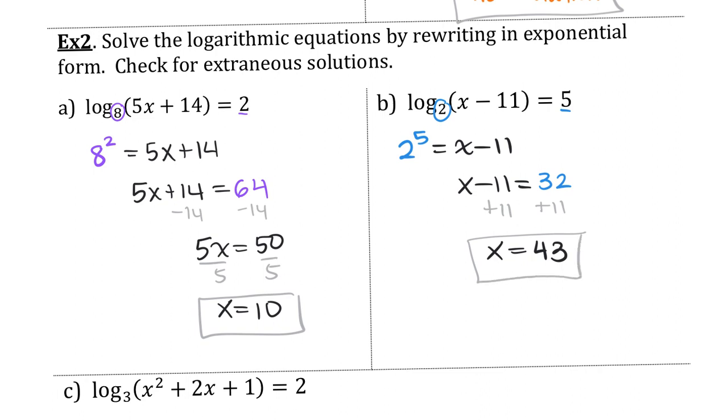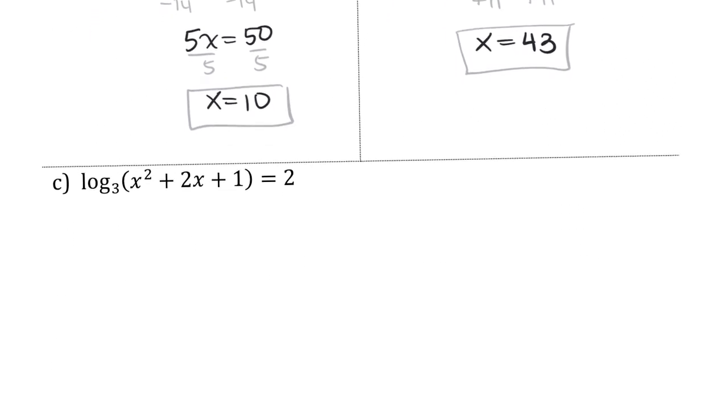Okay, let's try one more. I guess this is a trickier one. Okay, it's log base 3 of x squared plus 2x plus 1 equals 2. There is no log on this side, so I'm gonna have to rewrite this in exponential form. So the base is 3 to the 2. 3 to the 2 equals the argument, which I can already see is a lot of stuff. Okay, 3 to the second power is 9.